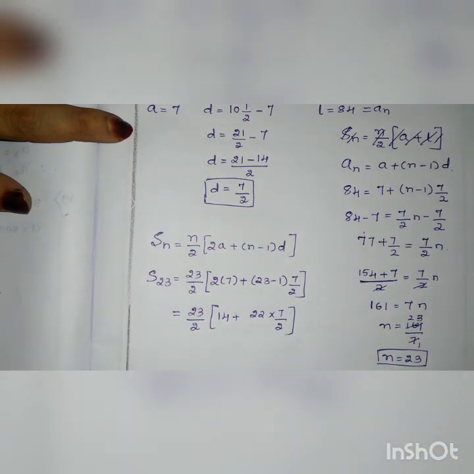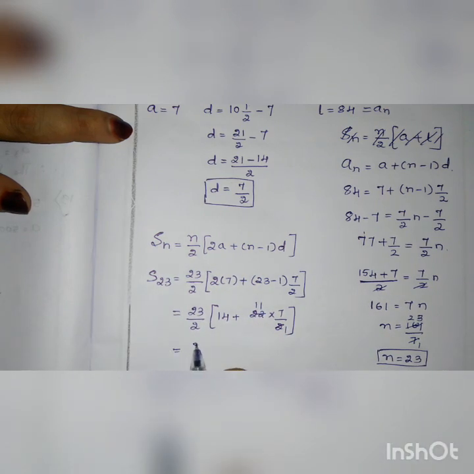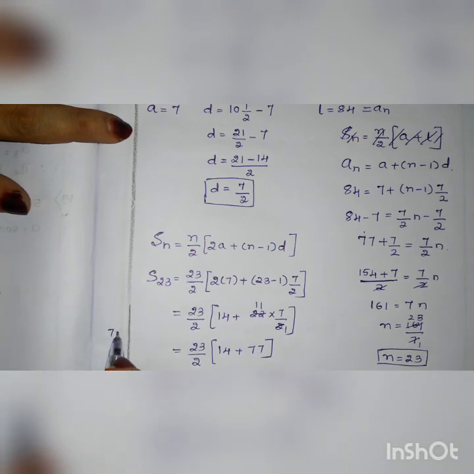Now we can cancel 2 1s are 2, 2 1s are 2. We got 23 by 2 as it is, we have to keep it because we can't cancel that. 14 plus 7 11s are 77. So 23 by 2, 14 plus 77, we can add 77 plus 14. 7 plus 4 is 11, 7 8 9 10 11, 91 we got.